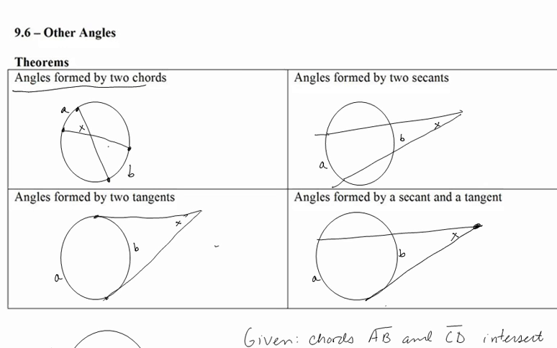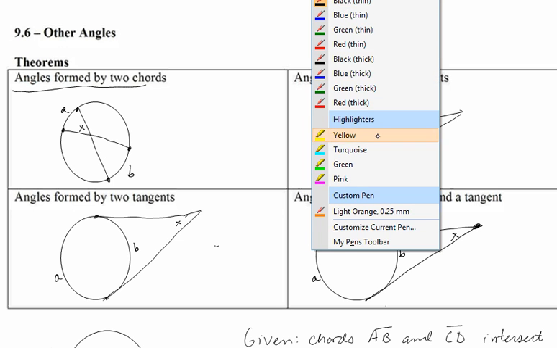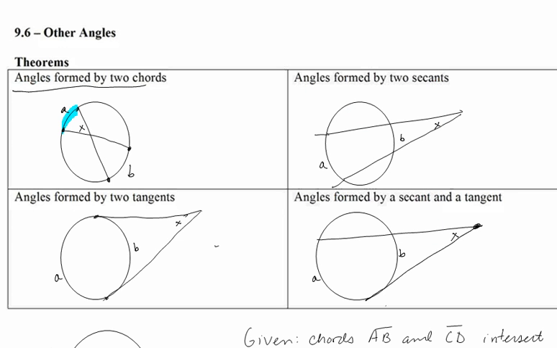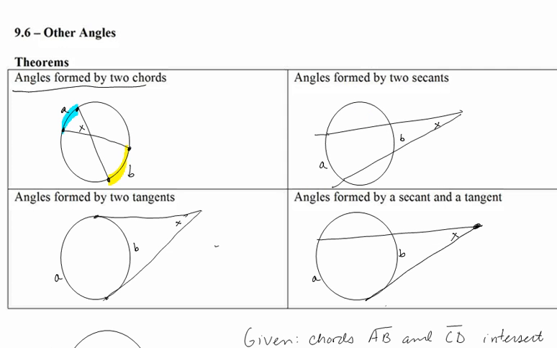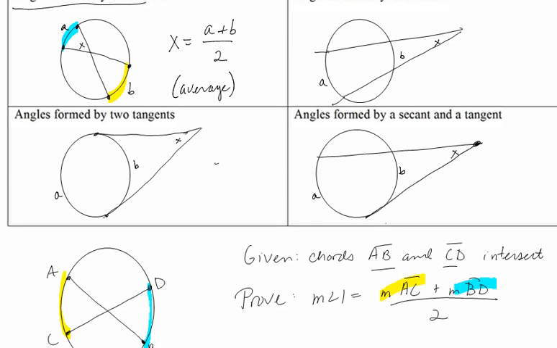You see I've created two chords here, and in doing so I've created two arcs. I'll label arc A in turquoise and arc B in yellow. And then you see that I've labeled one of the angles created by the intersection of the two chords as x. It turns out that x is equal to (A plus B) divided by 2, which is basically the average of the two arcs that are intercepted by the chords. We'll come down a little bit and prove that.